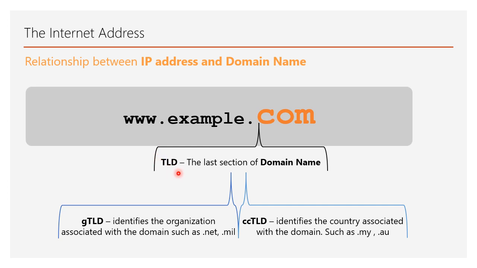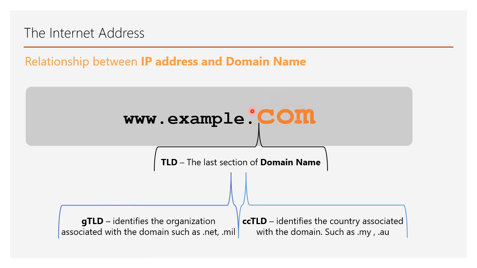TLD stands for top level domain. Please remember, TLD stands for top level domain. So com is the top level domain for www.example.com. There are two types of top level domain, which are generic top level domain and country code top-level domain.